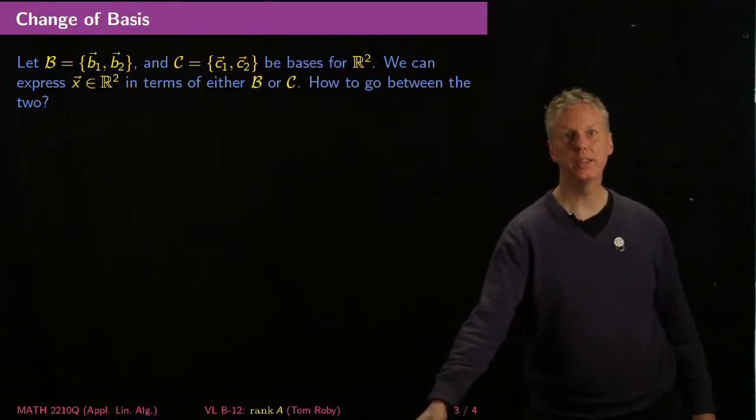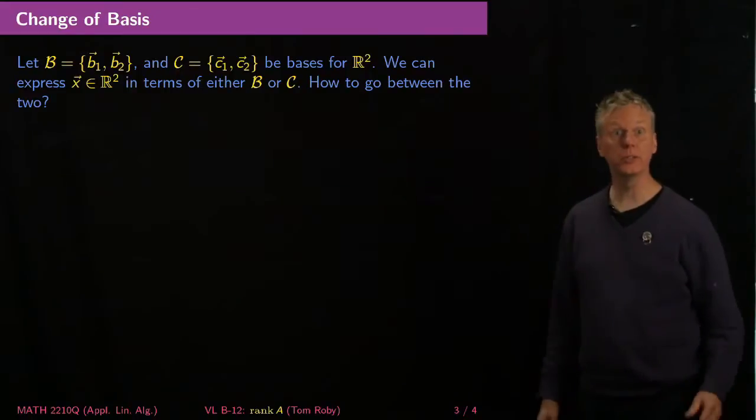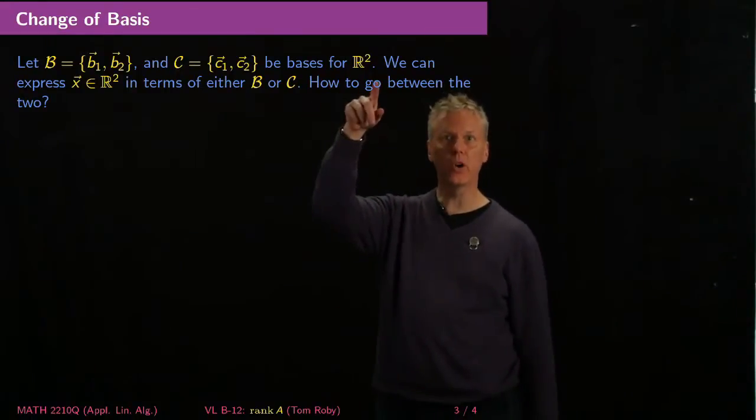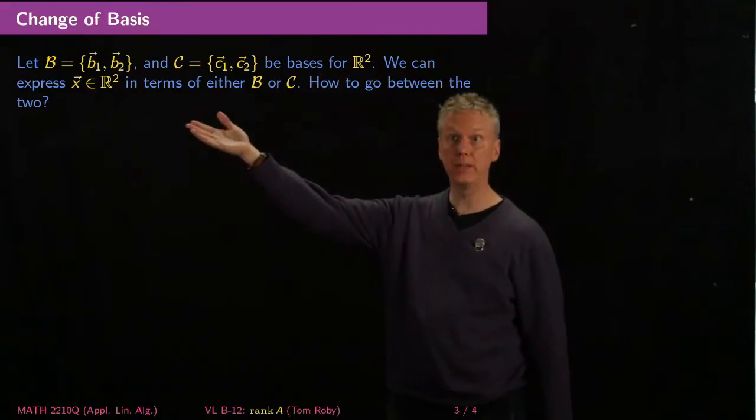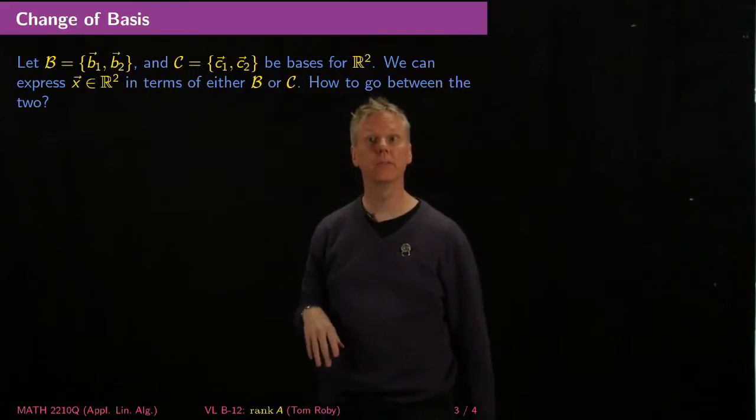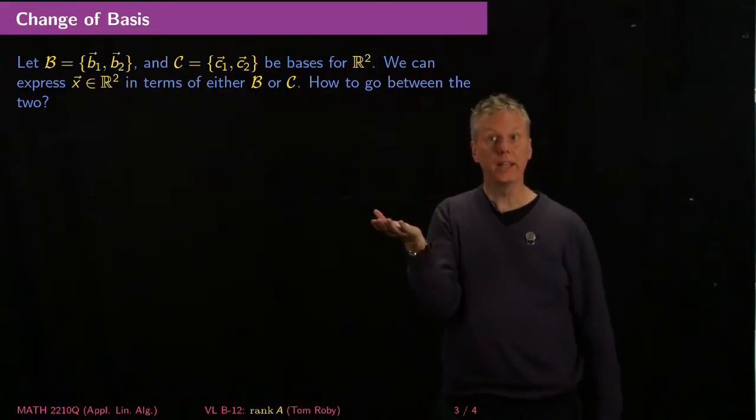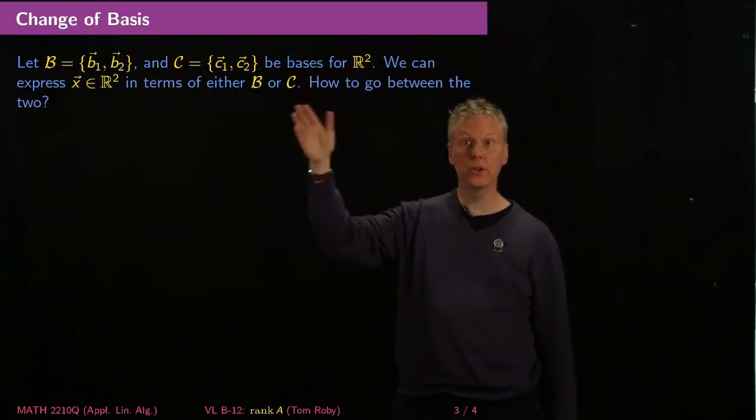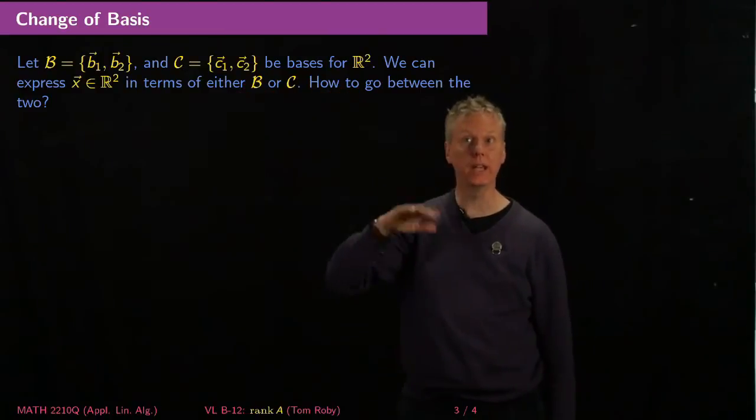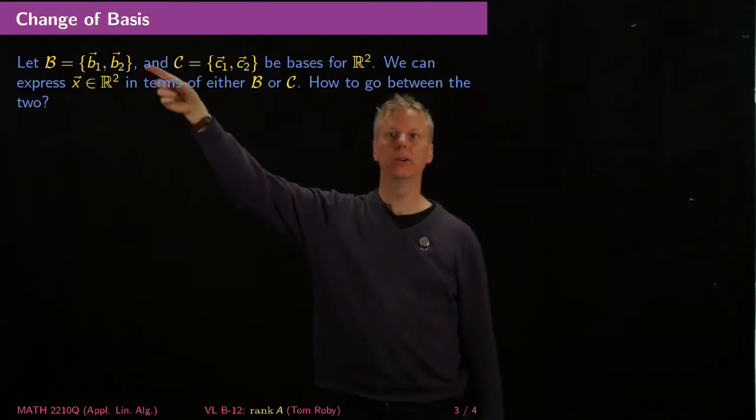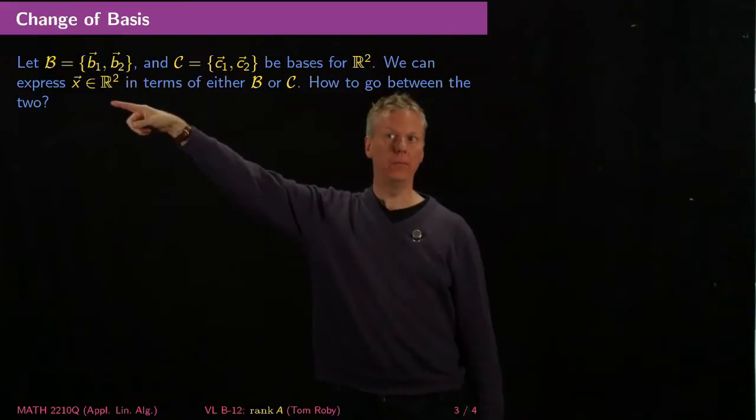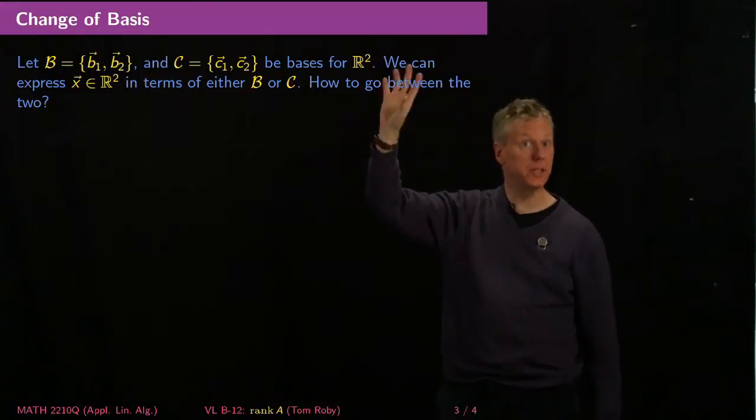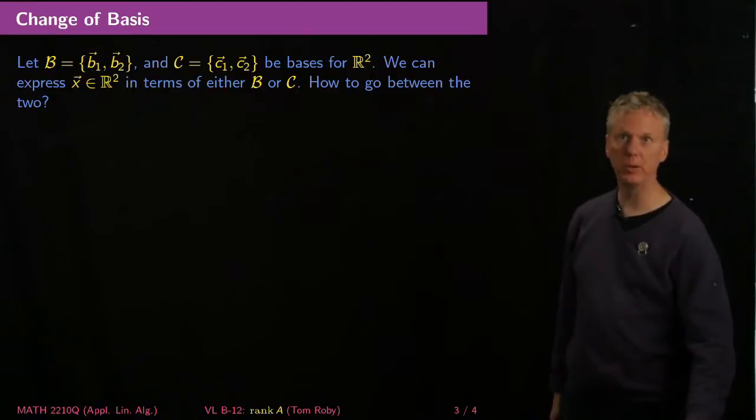There's a lot of notation in this video lecture, and I think it's sort of unavoidable just because you've got a lot to keep track of. So suppose I've got two bases for R2. That's a two-dimensional space, so each basis has to have two vectors in it. That means any vector x in R2 can be expressed in terms of either B or C. So any x is going to be maybe alpha B1 plus beta B2, maybe gamma C1 plus delta C2, right? There's always going to be a way to write it.